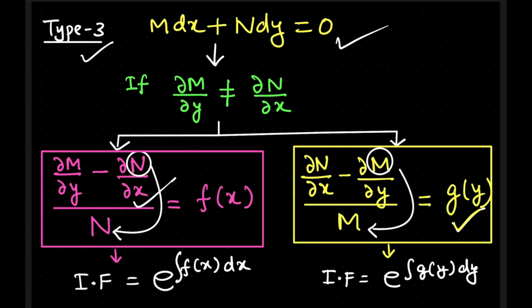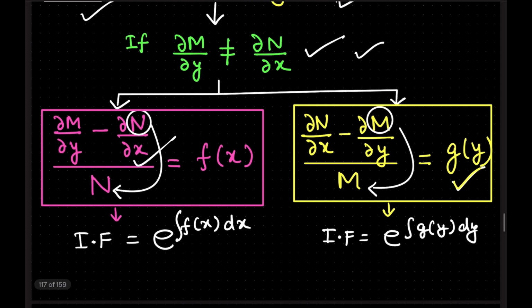Whenever you get a differential equation of the form M dx plus N dy, first you check whether it is an exact differential equation or not. Once ∂M/∂y is not equal to ∂N/∂x, it means that it is not exact. So we saw different types, type 1 and type 2, and today type 3, where we will see how to convert them into an exact differential equation.